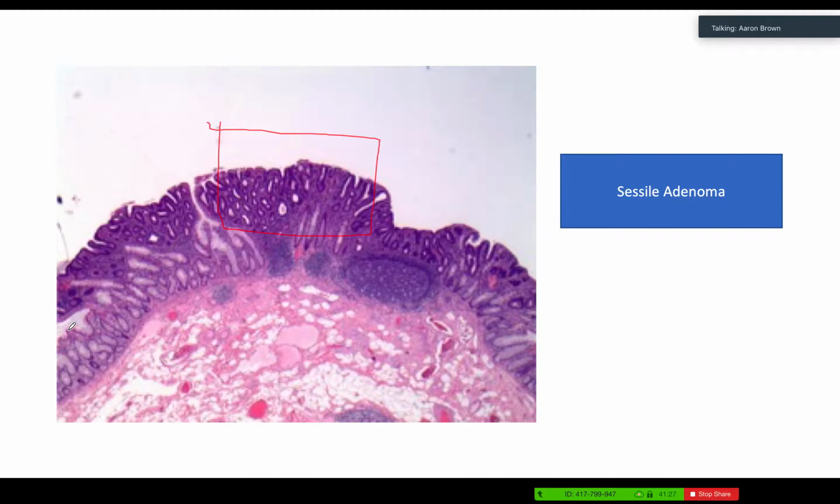But being able to look at this normal tissue on this side and comparing it to this dark tissue here, we can say, okay, this looks like it may be some sort of neoplasia, it may be precancerous, and we're going to call this a sessile adenoma. It's flat, it's against the lining of the colon wall, so we call it sessile.